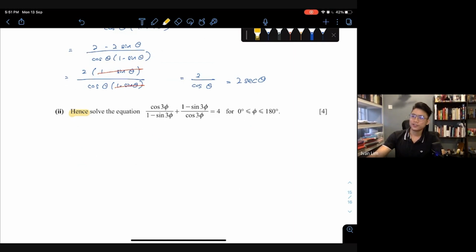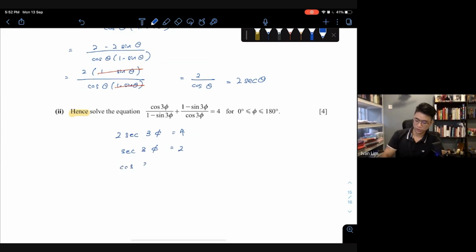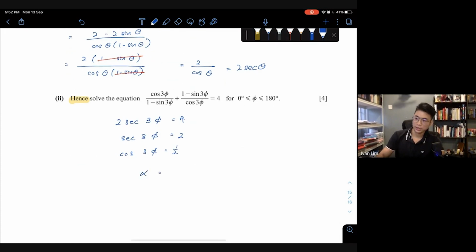So if you all see here, the theta is replaced by 3 phi, right? So we can say that this whole left-hand side equals 2 secant 3 phi. 2 secant 3 phi equals 4. We want to solve for this. Equals 2, cos equals 1 over 2. Then we want to find our alpha, 60 degrees.